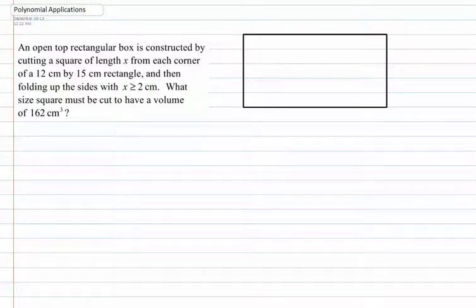I'm going to look at a couple of problems where we get to use polynomials in applications and see how we use things like the factor and remainder theorems in these problems. So we have a first problem here with a rectangular box, and I'll let you read that while I make a diagram.